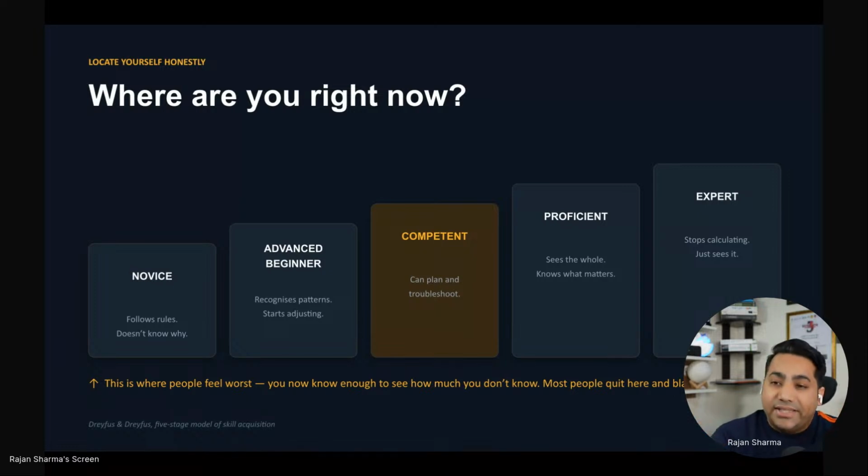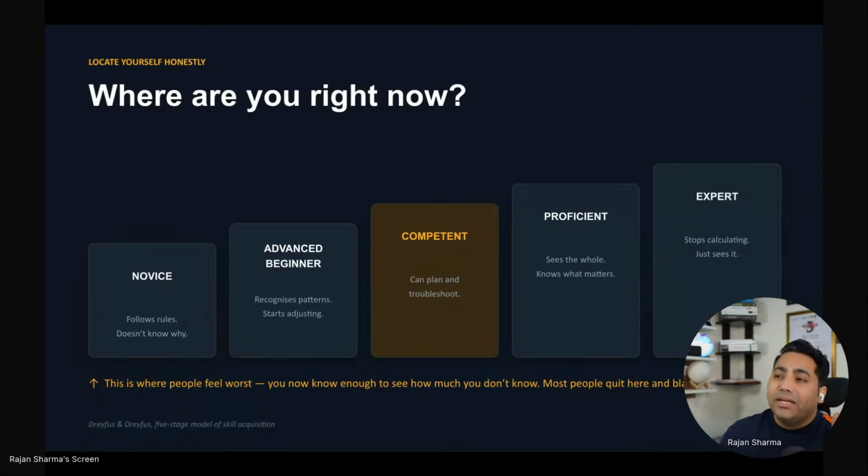And the last stage is the expert. In the expert stage, you stop calculating. You exactly see the problem and you exactly see what matters to you, and immediately start working on it to fix it.